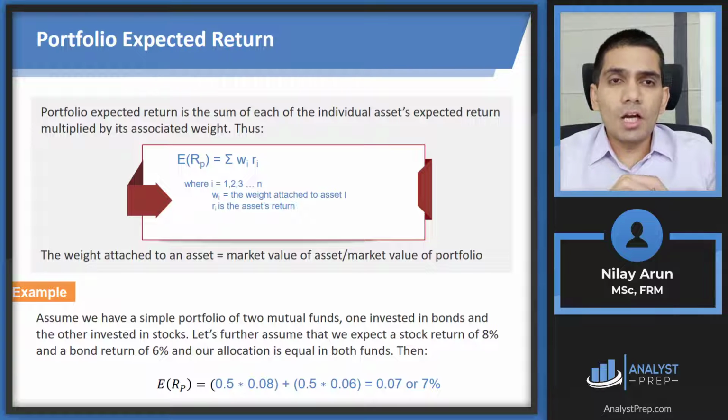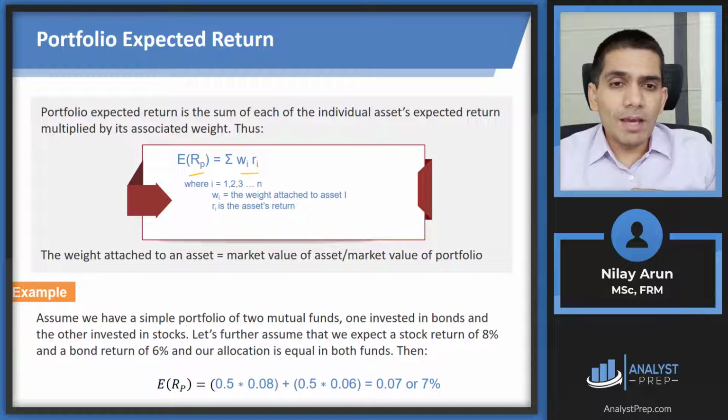So the ERP, which is the expected return on the portfolio, is given by sigma of Wi into Ri, which essentially means for every single stock, we multiply the weight of that stock with the return, and then we add all of them up together. So let's try out an example on this to understand it better.